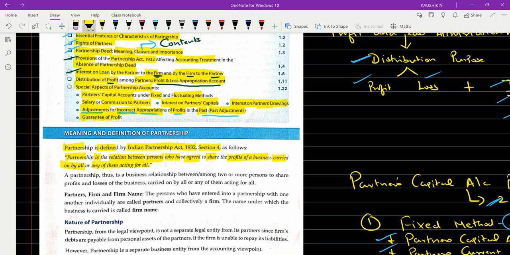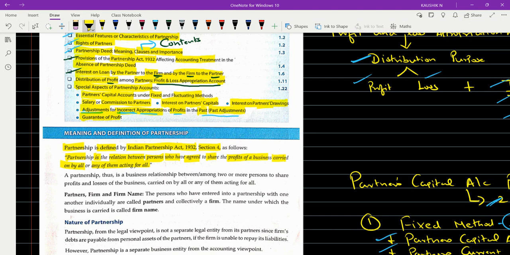What does it mean, sir? Suppose there are three partners A, B, and C. All three partners are actively involving themselves in the business and they take over the business activities. Then it is a business or a firm run by A, B, and C under the partnership form of business, and the business is being carried on by all. That means everyone has some responsibility in the business, so we call it business carried on by all.